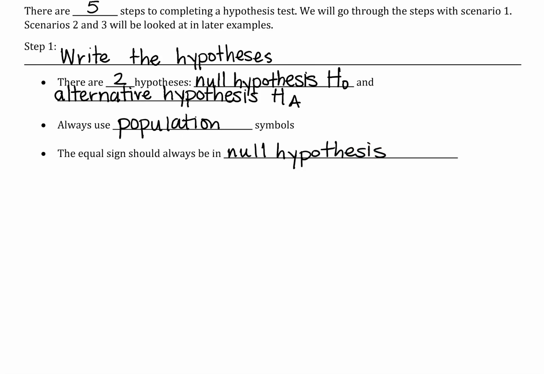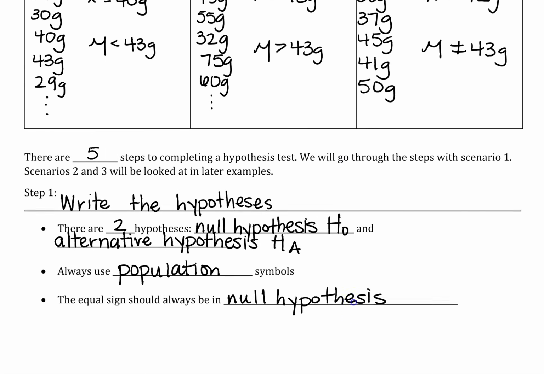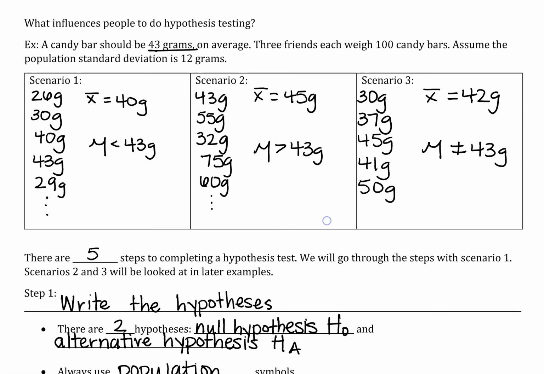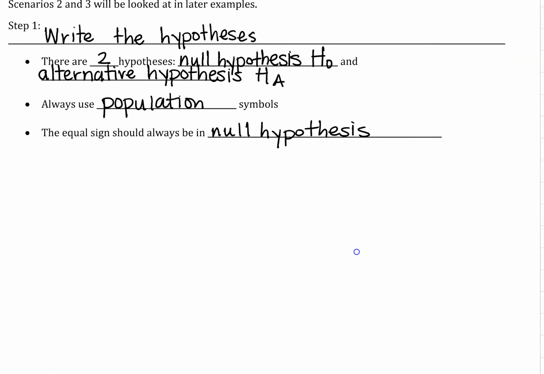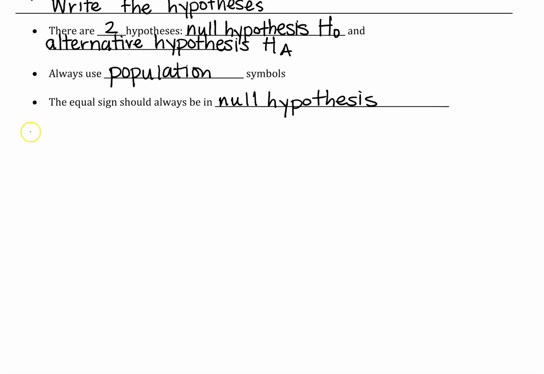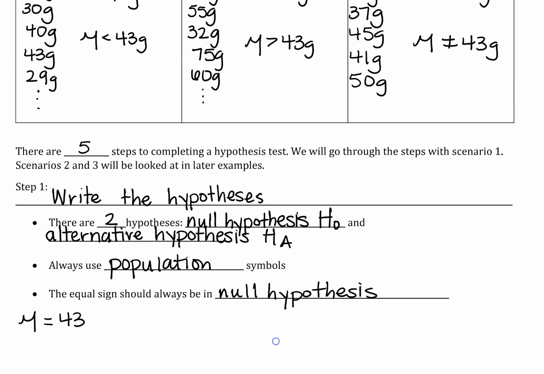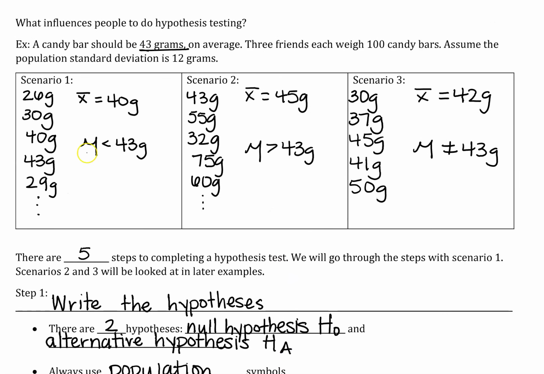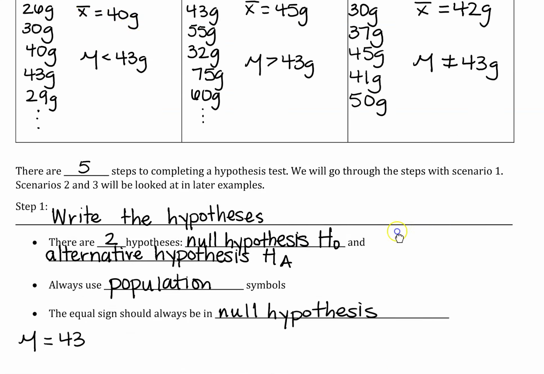So let's go through step 1 for the first scenario. I'm going to scroll back up just so we can see the problem again. We have that a candy bar should be 43 grams. So that should be what our population mean is. And so our mu is going to be equal to 43. This person thinks that the population average is less than 43 grams, and they found that their x bar was equal to 40 grams.